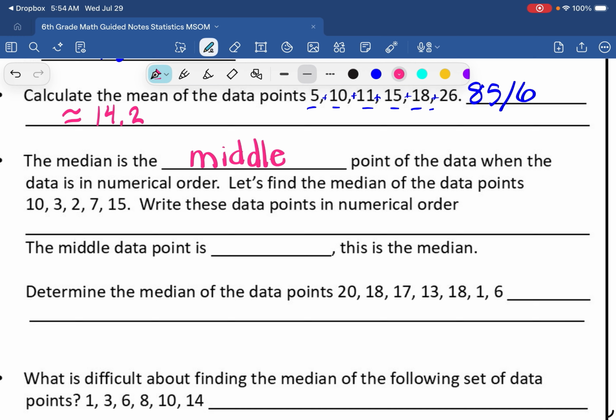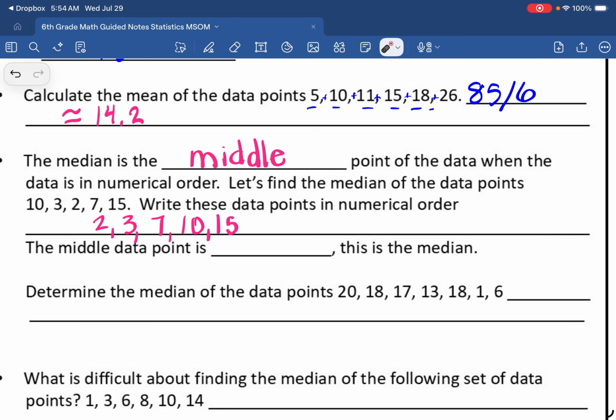The median is the middle point of the data when the data is in numerical order. Let's find the median of the data points 10, 3, 2, 7, and 15. Write these data points in numerical order. So numerical order means like smallest to largest. So let's rewrite those numbers. So that would be 2, 3, 7, 10, and 15. Now the data point right in the middle is 7. So that is my median.